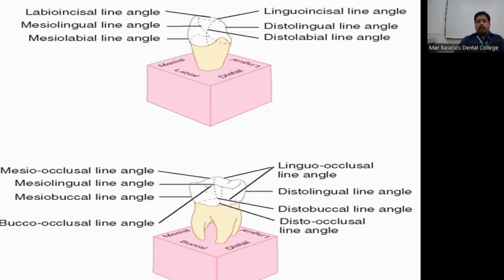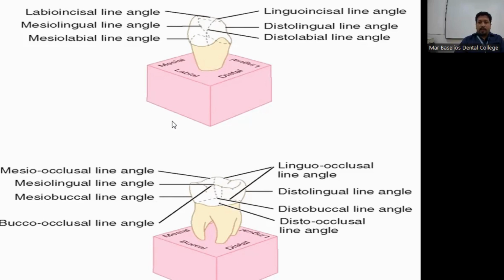Now, how we will be writing it? So as you seen on the PowerPoint presentation, you can write it as mesio-occlusal line angle, lingo-occlusal line angle, mesio-lingual line angle, disto-lingual line angle, mesio-buccal line angle, disto-buccal line angle, bucco-occlusal line angle, disto-occlusal line angle. Like that, you can write. So this is regarding line angles, since two surfaces are joining.